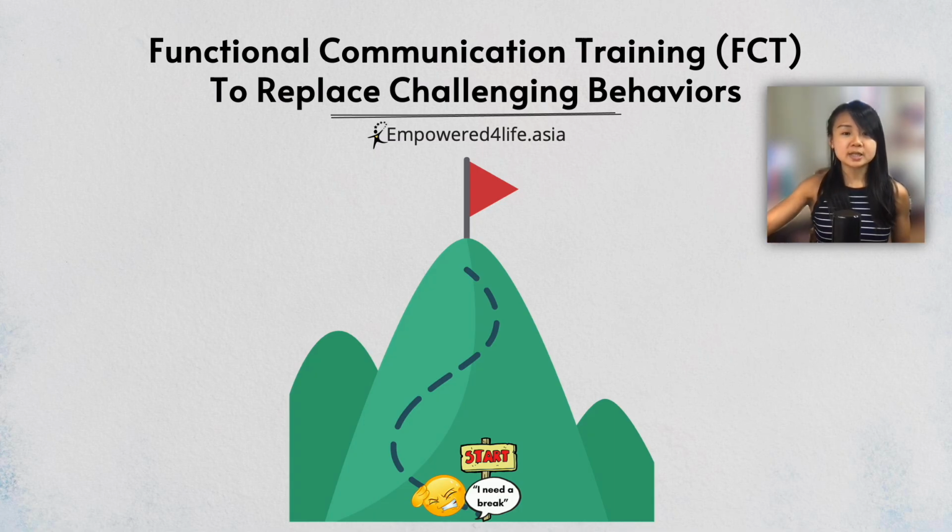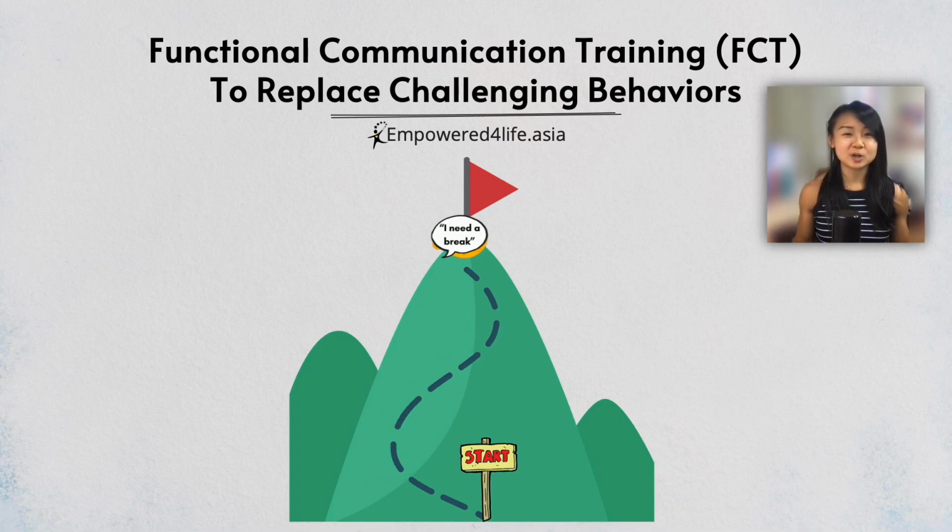So let's look at the illustration over here. The mountain represents what your child has to climb to meet their goals. What your child does now is use challenging behavior. In this case, your child wants to have a break. Instead of asking for a break, he hits his head. Functional communication will look like the little speech bubble that we see over here that says, I need a break. So let's look at what happens if the speech bubble, or rather our functional communication, is able to reach our goal faster than the challenging behavior.